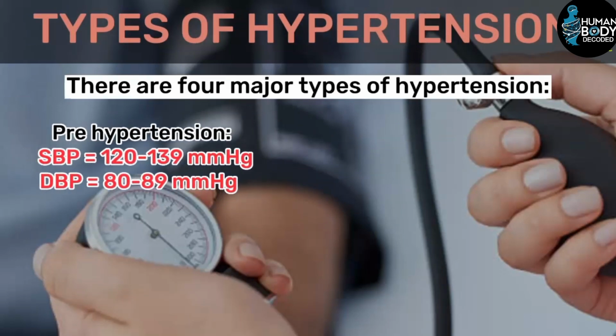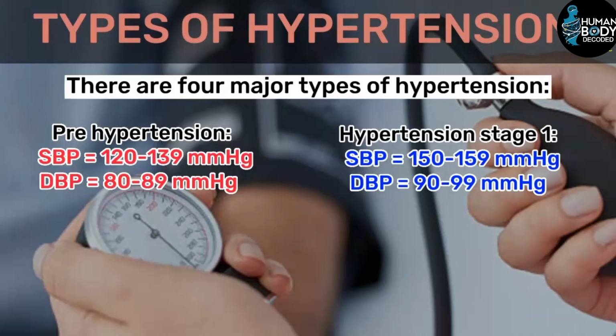First, let's start with prehypertension. In this, the systolic blood pressure remains between 120 to 139, and the diastolic blood pressure remains between 80 to 89. So we say that this person has reached the prehypertension stage. If a person's systolic blood pressure is 140 to 159, and the diastolic blood pressure is 90 to 99, then we say that this person is a patient of hypertension stage 1.